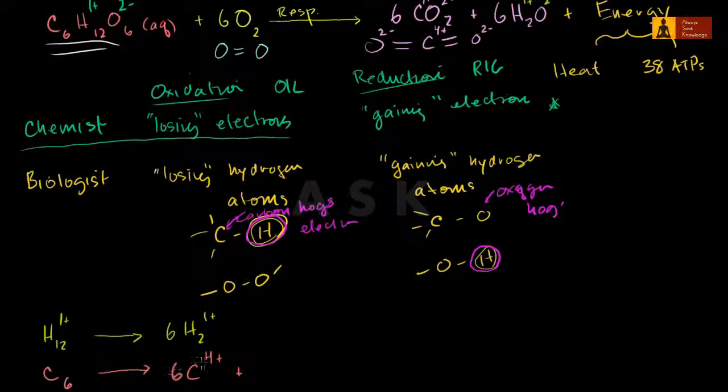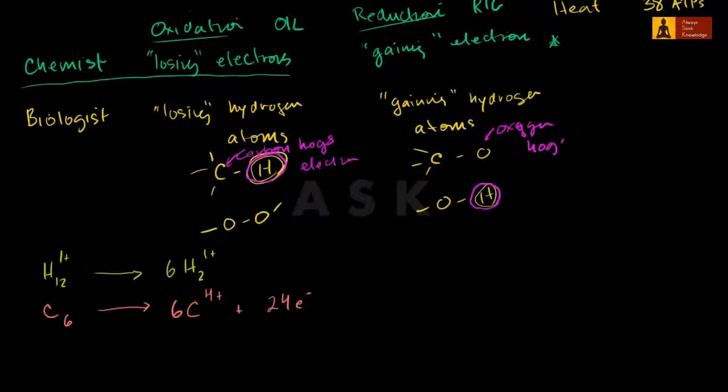We have 6 of them. 4 times 6 is 24 electrons. These are the electrons that the carbon lost. So we see in cellular respiration that the carbon is oxidized. Oxidation is losing electrons. When we draw the half reaction, the 6 carbons are losing a collective 24 electrons.